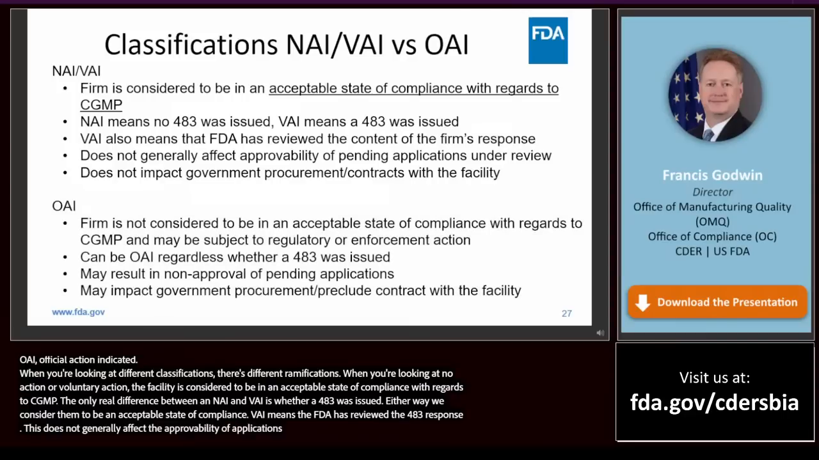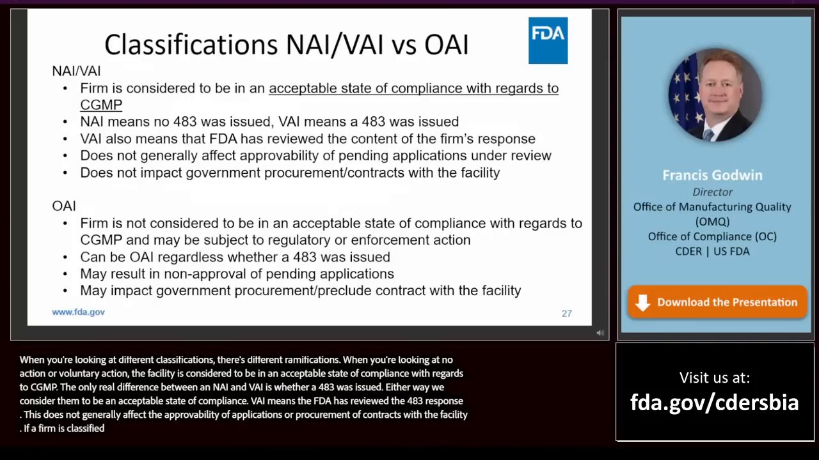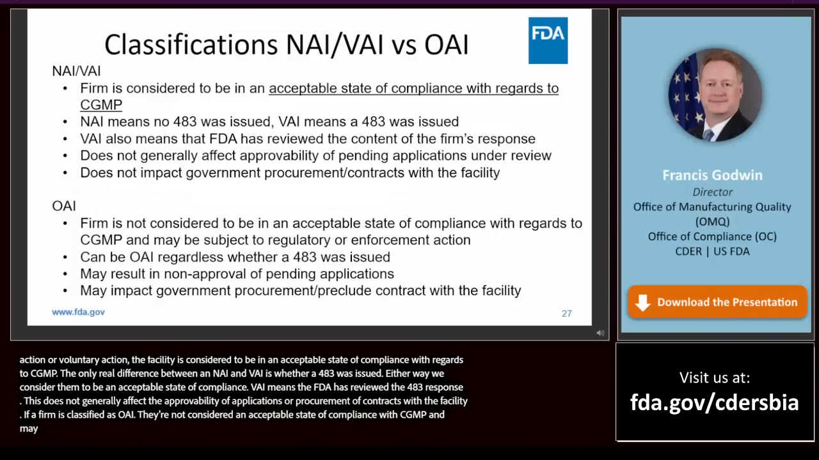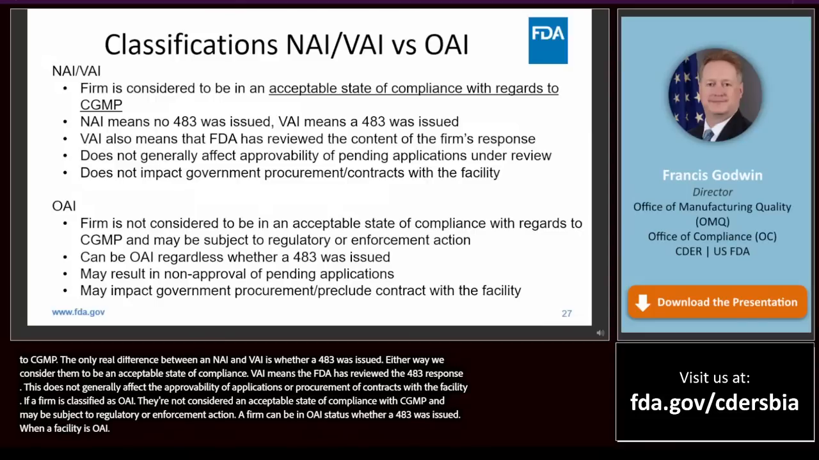Now, on the opposite side of the coin, if a facility is classified as official action indicated or OAI, they are not considered to be in an acceptable state of compliance with CGMP, and they may be subject to further regulatory or enforcement action, which I'm going to get into a little bit. Now, interestingly enough, a firm can be in OAI status regardless of whether a 483 has been issued. It's rare, but there are certain inspections where no 483 was issued, but we've classified the facility as OAI based on the findings. And when a facility is OAI, this typically will have a negative impact on approvability of pending applications before the agency. And an OAI status may also impact government procurements and contracts with that facility.